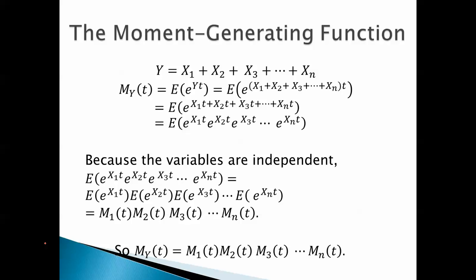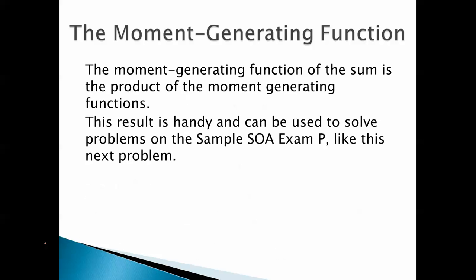So in other words, m sub y of t is m sub 1 of t times m sub 2 of t times m sub 3 of t ... times m sub n of t. In other words, the moment generating function of the sum is the product of the moment generating functions. This result is handy and can be used to solve problems on the sample Society of Actuaries exam P, like this next problem.